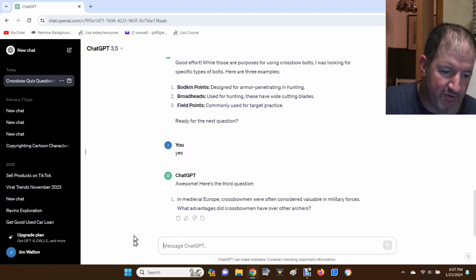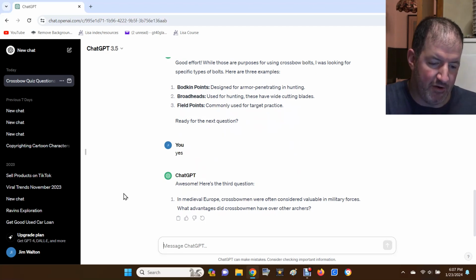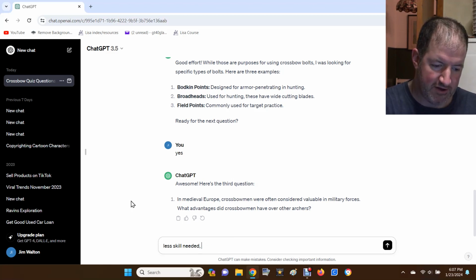Third question. In medieval Europe, crossbowmen were often considered valuable in military forces. What advantage did crossbowmen have over other archers? I will say less skill needed, and they had more range.